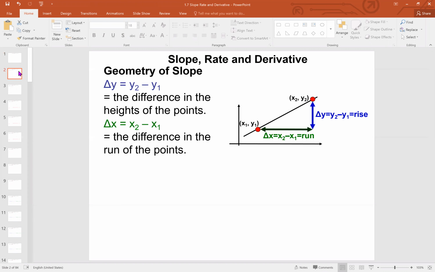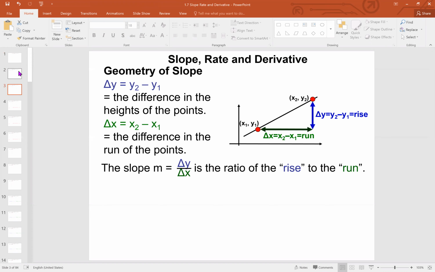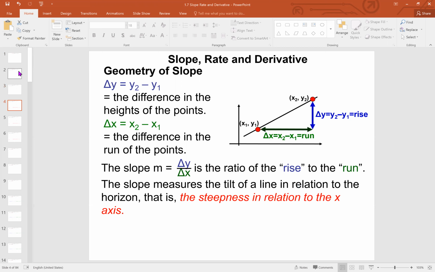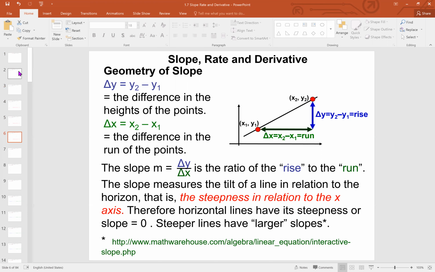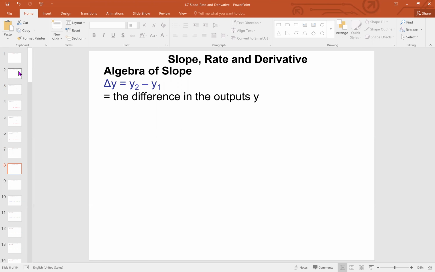We have these slope formulas again, as before, defined to be the ratio between the change in the height, delta y, over delta x, the run, simply rise over run. It's a number we use to measure steepness. The larger the slope, the steeper the line is. The slope of a horizontal line is 0.